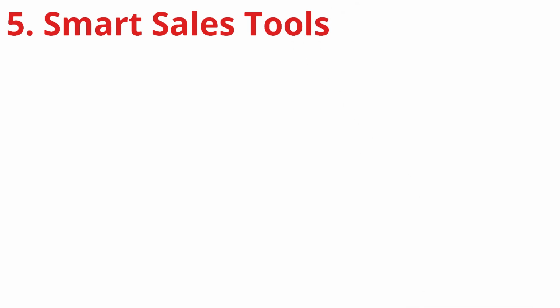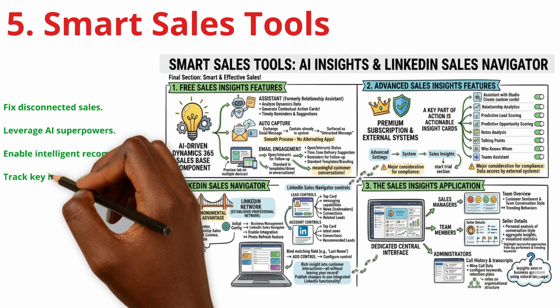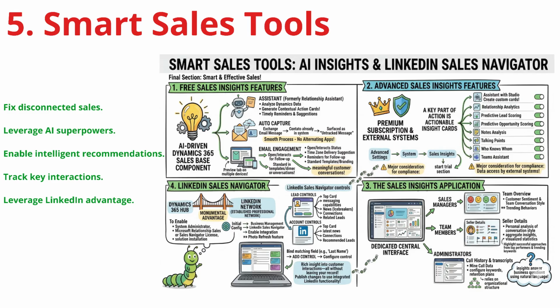Let's work smarter. Welcome to your guide for smart sales tools. We are unlocking the monumental advantage of AI Insights and LinkedIn Sales Navigator. Quadrant 1 reveals your free AI superpowers, the Clever Assistant, which generates contextual action cards and timely reminders. Auto Capture, which queries Exchange email and surfaces untracked messages right on the profile. No alternating apps needed. And Email Engagement, which tracks recipient interactions for the best delivery times.